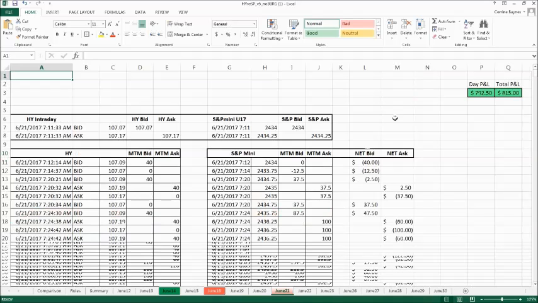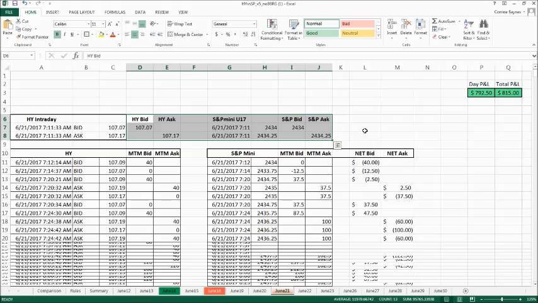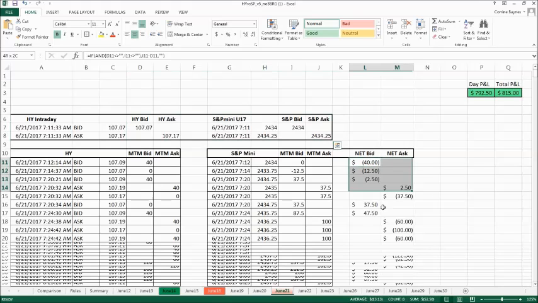And as a final example, we can't end with a loser. We'll look at what happened on another day where we got in. This is June 21st. Again, same story. Mark to market, get an opening level at the same time for S&Ps and HY. Start tracking the P&Ls.